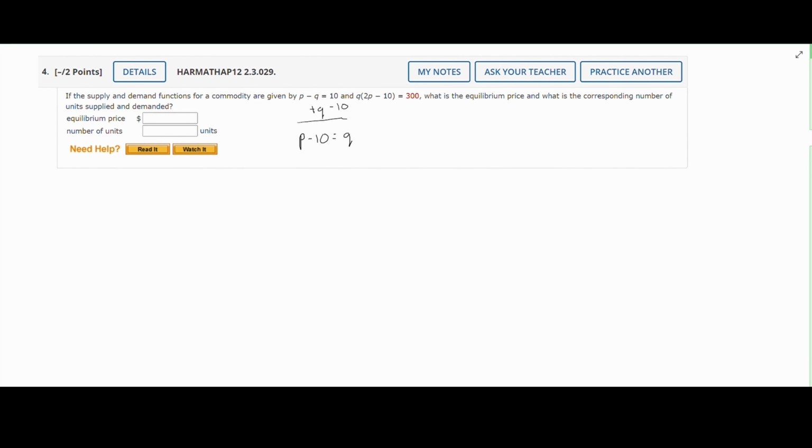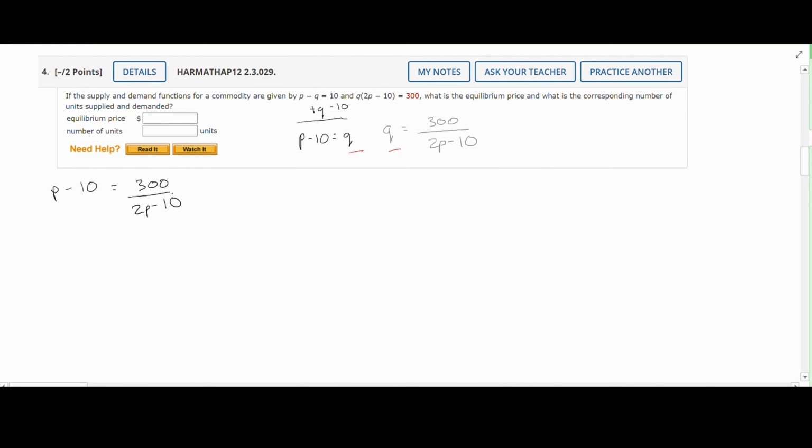Now we are looking at the second equation. We want to solve for Q again. So we're going to have Q is equal to 300 divided by 2P minus 10. Now we can set these equal to each other since we have a Q right here and a Q right here, and the Q's are equal to each other. So setting these equal to each other, on the left we're going to have P minus 10 is equal to 300, and then we are going to divide this by 2P minus 10.